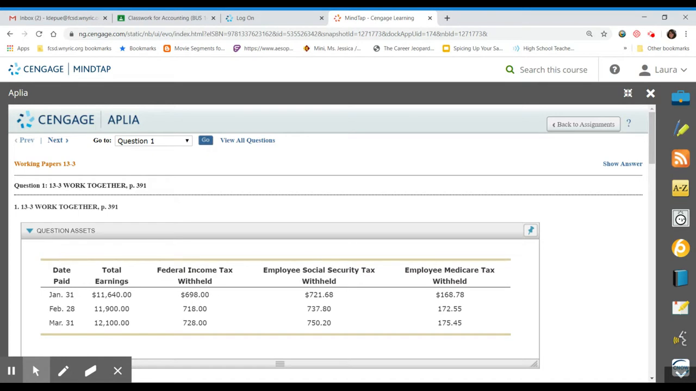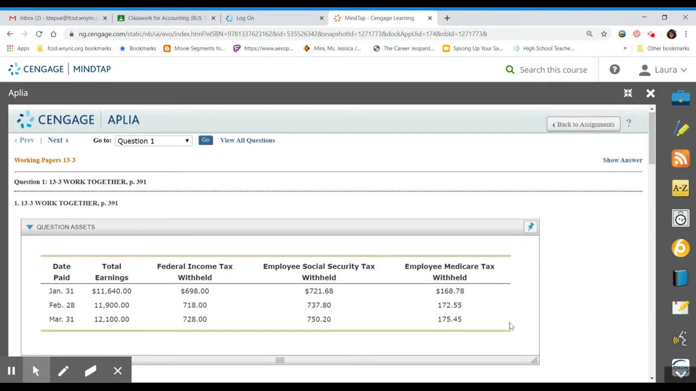We're going to add our federal income tax withheld 1 time. Our Social Security, we're going to add in 2 times because remember it's paid by the employer and the employee. So you're going to add this $721.68 twice. And then you're going to add in the Medicare tax twice because again, that is paid by both the employer and the employee. So $698 plus $721.68 2 times, and $168.78 2 times. And you're going to do that for each month. So we have month 1, month 2, and month 3. So add this once, twice, twice.